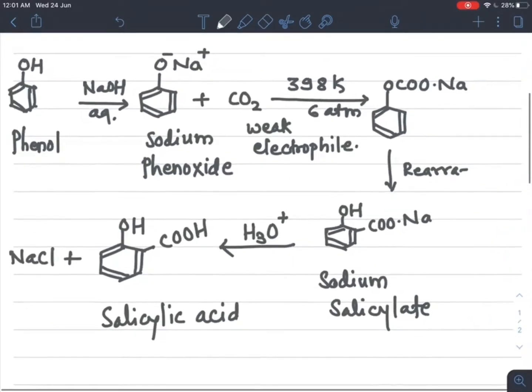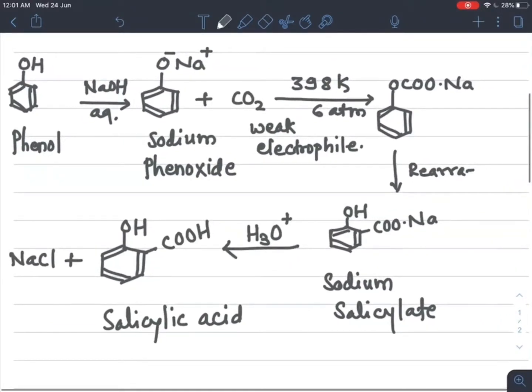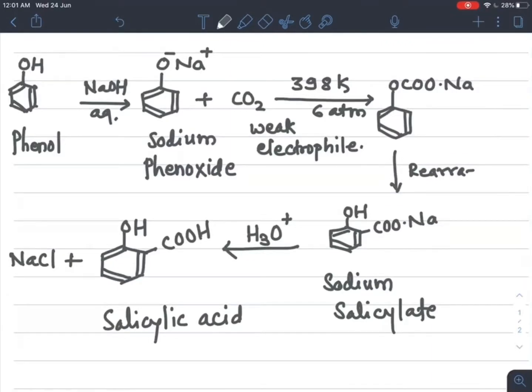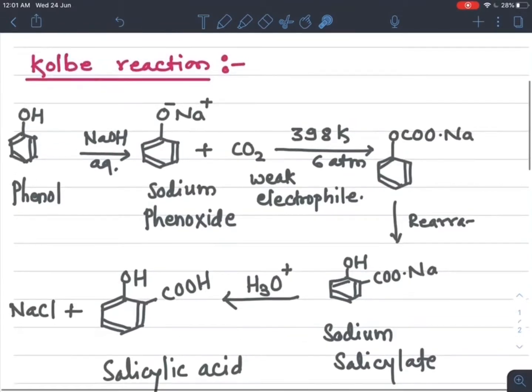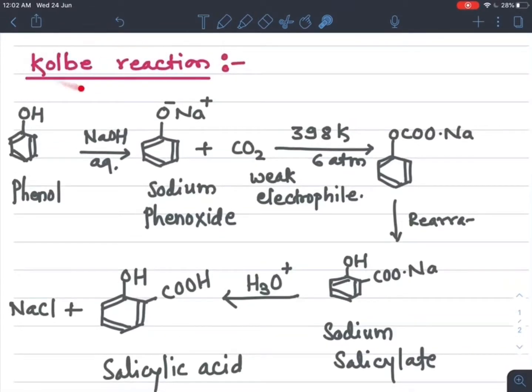This is a most important reaction, and this is how the question is asked on this point. What happens when phenol is treated with carbon dioxide under high temperature and pressure? What is the final product? Salicylic acid is the final product of this reaction. And what is the name of this reaction? The name of this reaction is the Kolbe reaction.